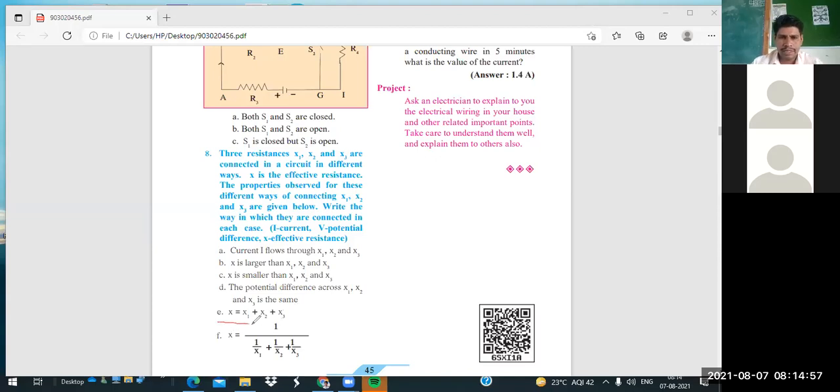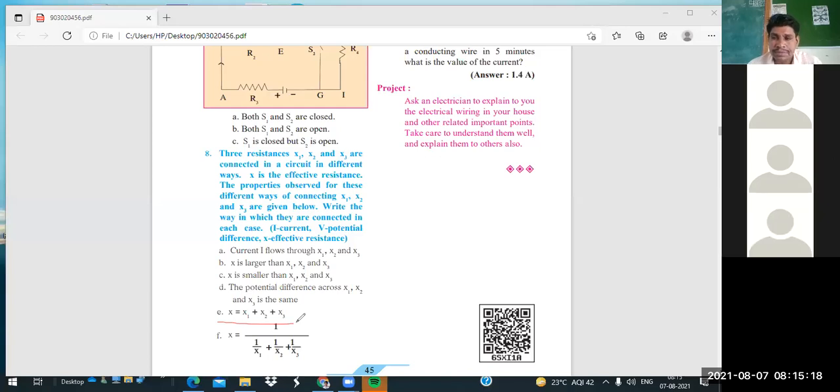X is equal to X1 plus X2 plus X3. In which way are these connected? We have just seen a condition, current I flows through X1, X2, X3. So what will happen there? In which condition, parallel or series? What will it be? They will be in series. Then only we will get the answer.